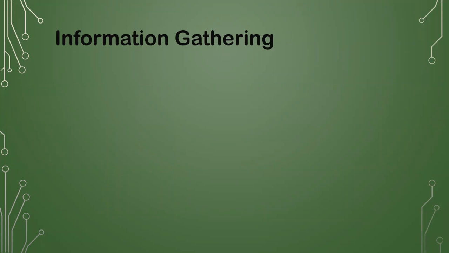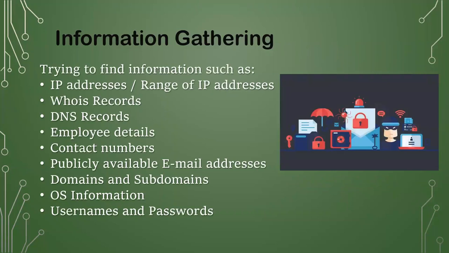Now the main question that students usually ask is, what kind of information are we talking about over here? What kind of information are we trying to gather here? And this is the information as follows. We try to get information such as the IP addresses or the range of IP addresses used by the organization, the whois records, understanding who is hosting the website, when it was hosted, when it will expire, when it was last updated, then the DNS records, understanding what the DNS server of that organization contains, the employee details such as the contact numbers, email addresses, publicly disclosed usernames and passwords of the employees, then the domain names and the subdomains of the organization, and then the operating system information, like what OS they are using on their servers.